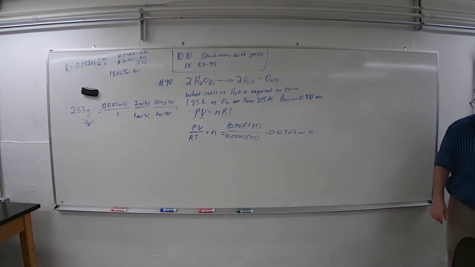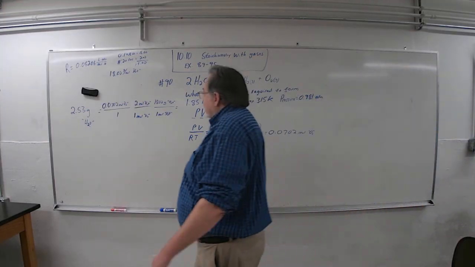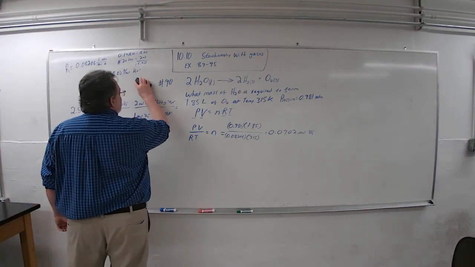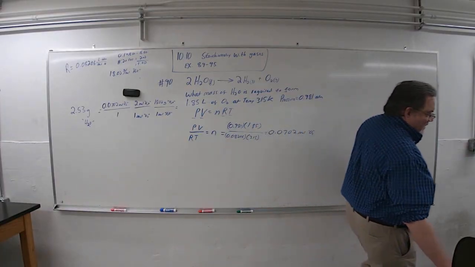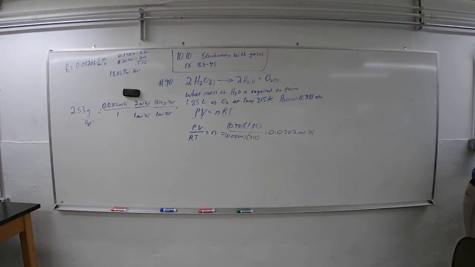So I'll do 90. Getting this right? I want to do the ones that you don't have answers to. So I did 90. You get a lot of numbers. So I'll do 92.